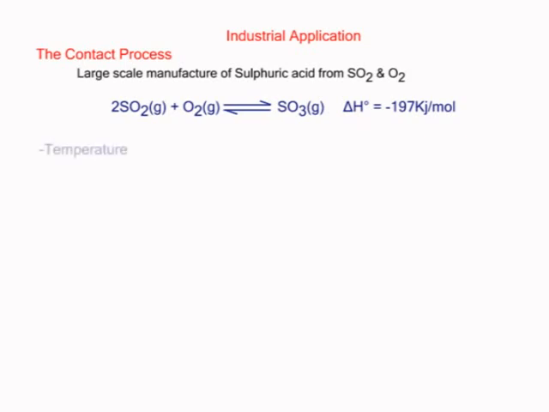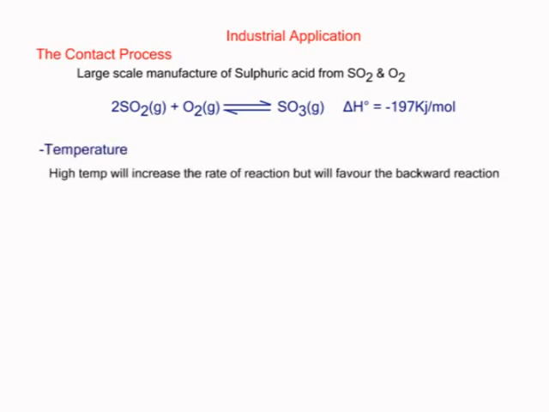How does temperature affect that? Now you realize an increase in temperature will favor the rate of reaction, but again will favor the backward reaction, since the forward is an exothermic process. Now for maximum yield, an optimum temperature of 450 degrees Celsius is used.